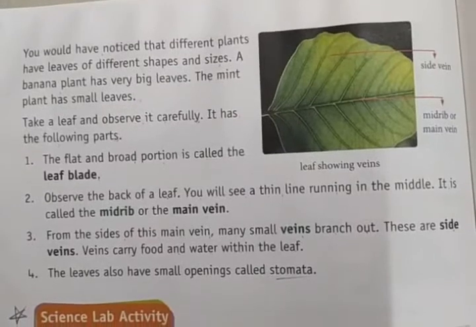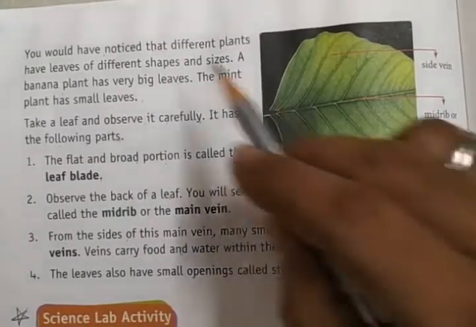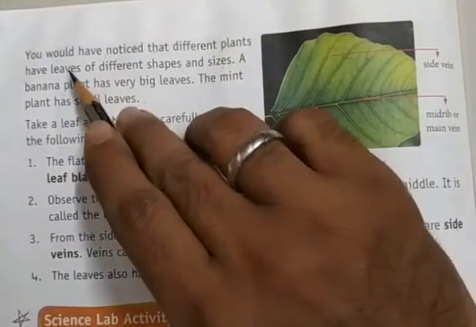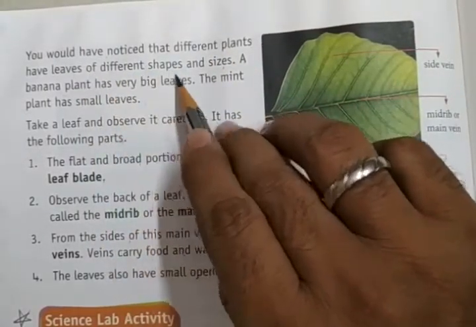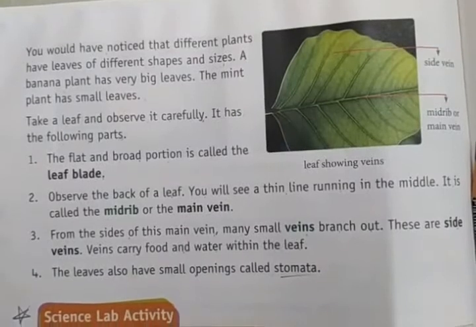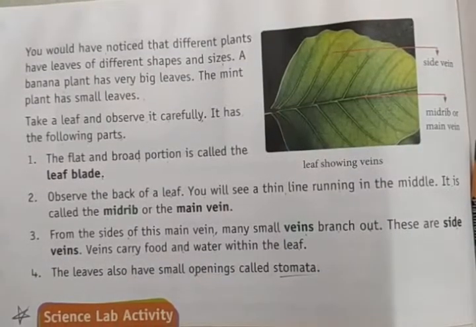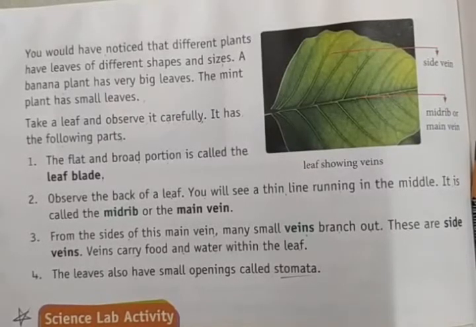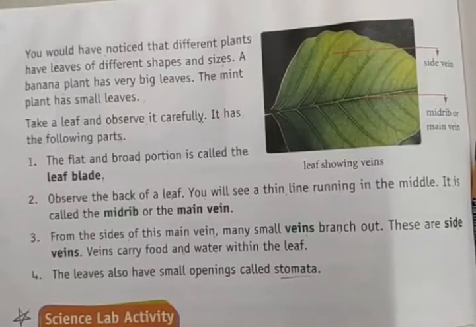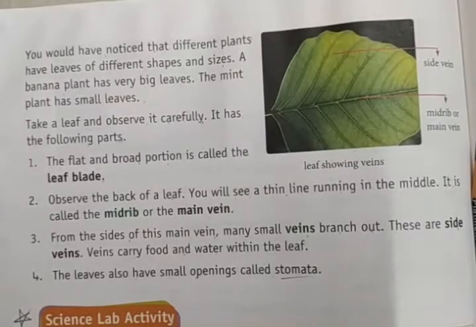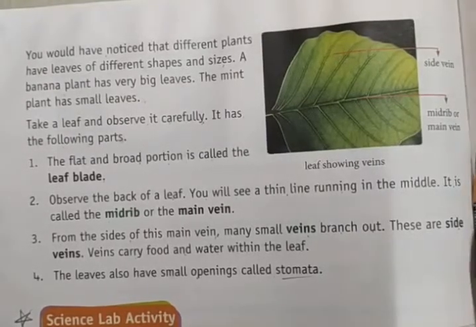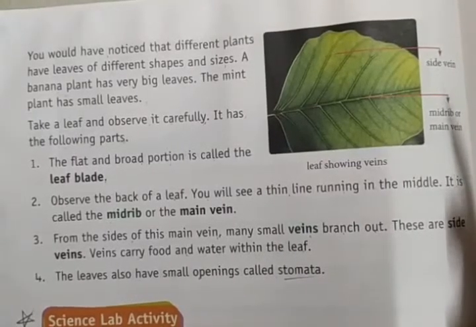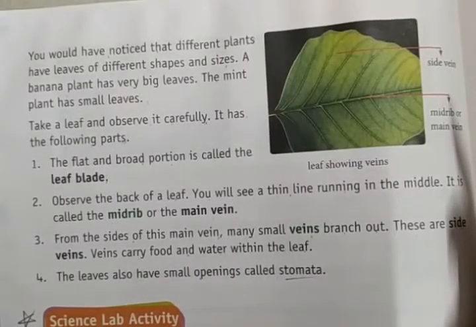You would have noticed that different plants have leaves of different shapes and sizes. The coconut tree, banana tree, neem tree, mango tree, orange tree and apple tree all have leaves of different shapes and sizes. So the leaves of all tree plants are not the same.